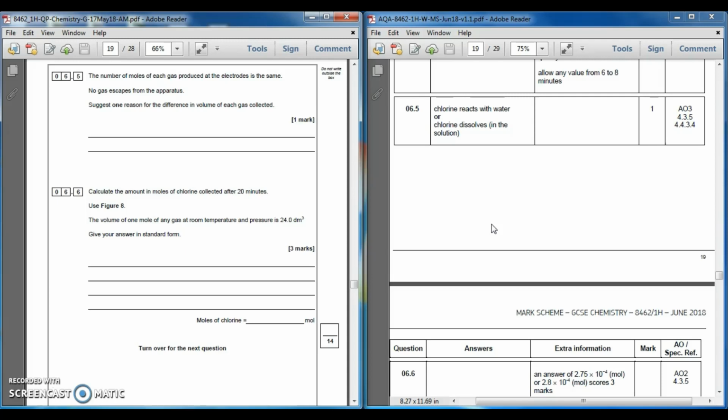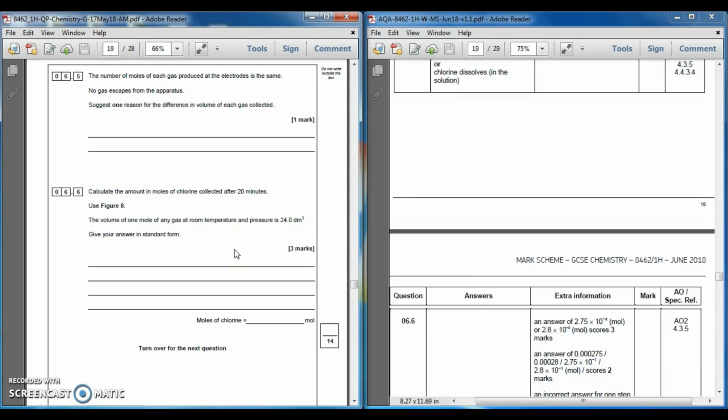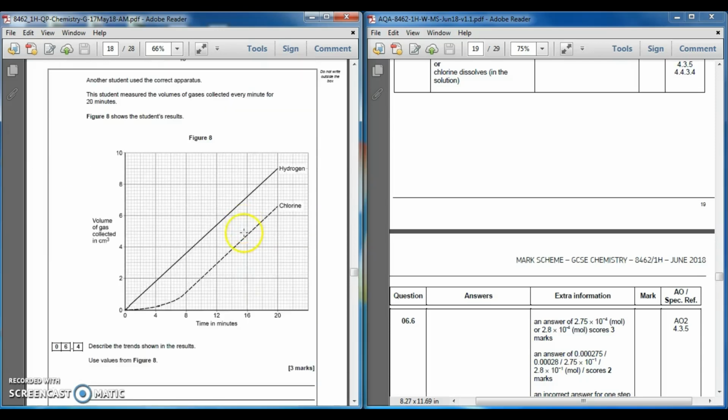Clever person. 6.6. Calculate the moles of chlorine collected after 20 minutes. It says use figure 8. So let's take that first line and go back to figure 8. 20 minutes. What can I do from there? Talking about chlorine, so let's go up. There's chlorine. And then we go across. Now we are 1, 2, 3 little steps up, and we're going to go across, which should bring us out at around about 6.6. Because that would be 6.8, and then that would be 7, slap bang in the middle between the 2.